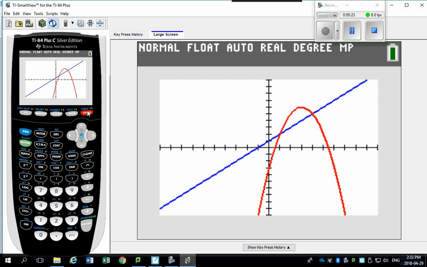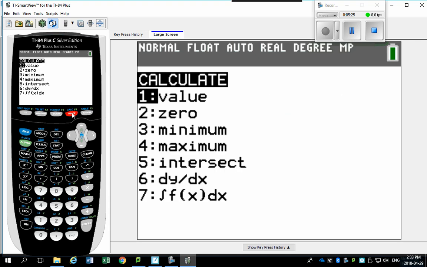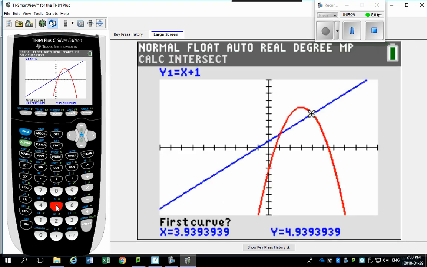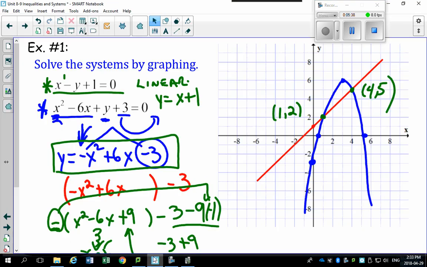How do you find the answer? Simple. Second, calc. Find me the answers of intersections. Number 5. So look at this. That one is sitting right there. Enter, enter, enter, guess. And look at that. 4, 5, which is exactly what I had right here. Isn't that cool? Now, let's find the other one.